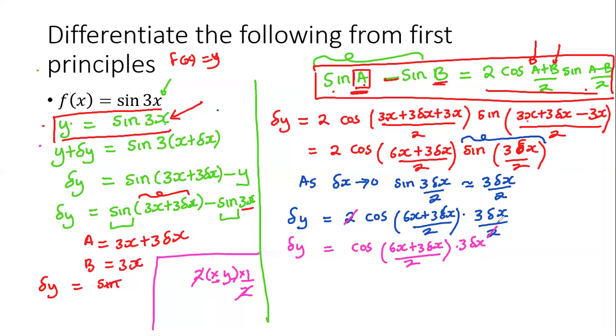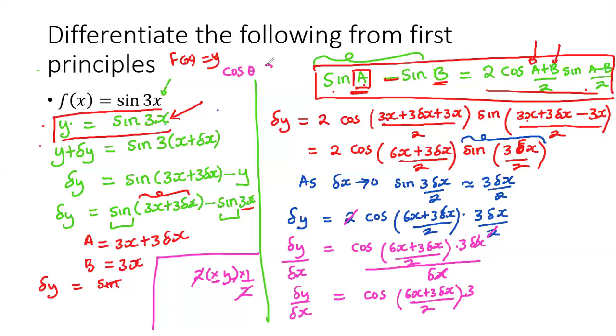Now, once you reach this point, first remove this delta x: divide it on both sides. Delta x divided by delta x, so the delta x here and this one cancel or reduce. So you end up with delta y out of delta x is equal to cos of 6x plus 3 delta x out of 2, then times the 3. But this 3 is like having cos theta and a 3. So this is the same as writing the 3 first and then cos theta, because this is multiplication here.